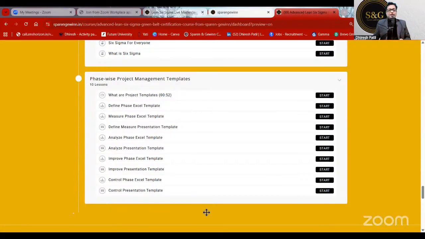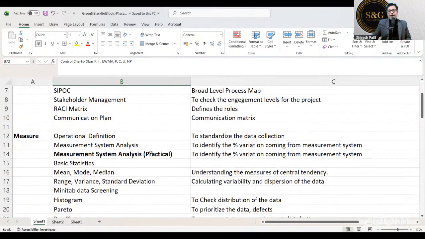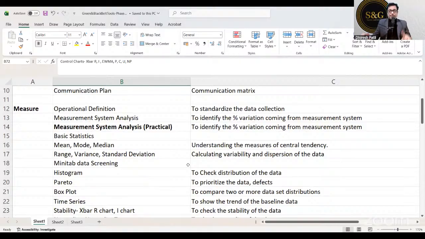Let's go to the measure phase. Now the objective of the define phase is to define what my problem is, which project I'm doing. That I'm clearly defining in the define phase. Now I'm moving to the measure phase. The name itself suggests measure.